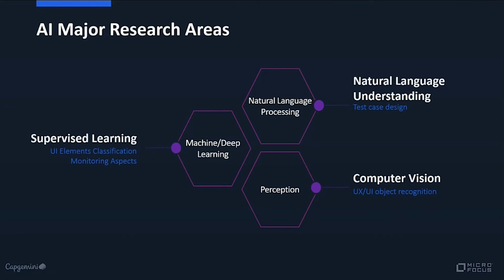And we've chosen the machine learning and deep learning capabilities, with the help of supervised learning, for the UI element classification and monitoring aspects. And we've chosen the natural language processing area for presenting the test case, which becomes very simple with the help of NLP capabilities. It looks almost like plain English.